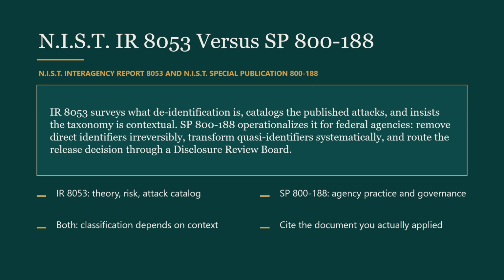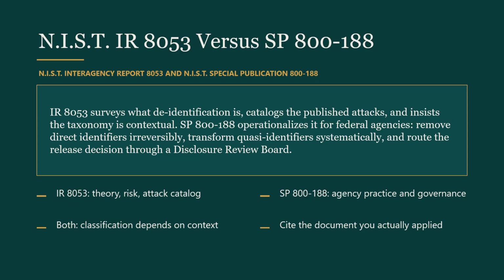Do not be that candidate. Interagency Report 8053, De-identification of Personal Information, published in 2015 under Simpson-Garfinkel, is the theoretical survey. It defines the terms, it catalogs the published re-identification attacks, and its central intellectual move is to insist that the boundary between an identifier and a harmless attribute is not fixed. It depends entirely on what auxiliary information an attacker can reach. IR 8053 will tell you that any attribute could, in principle, act as a quasi-identifier.